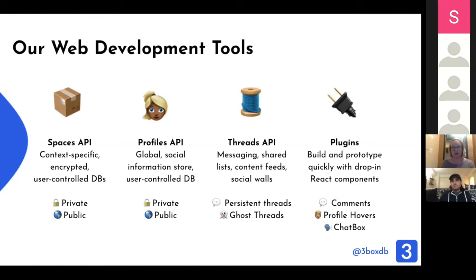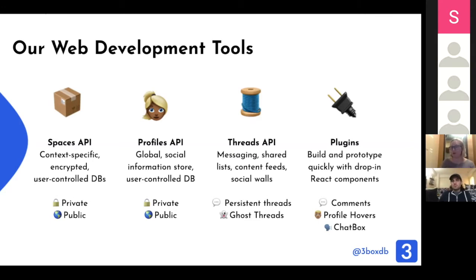And threads come in two different formats. We have persistent threads, which persist the thread to IPFS and OrbitDB, as we do with spaces and profiles. And we also have ghost threads. With ghost threads, nothing is persisted, so it's just pure in-memory communication between peers. So those are our APIs for web developers.